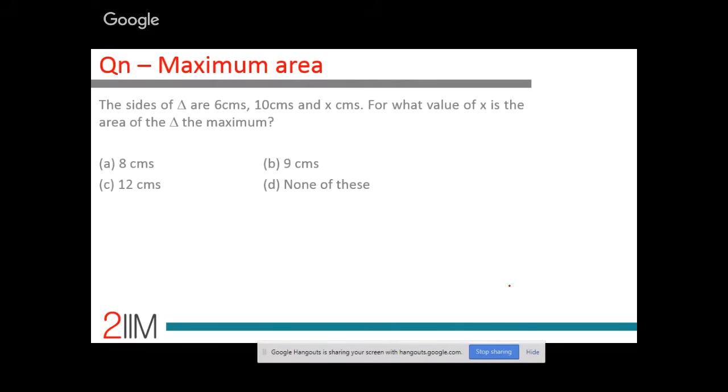I was hoping somebody would say 8. It is not 8. Why is it not 8? So the angle between 6 and 10 is 90 degrees. It is the product of two sides and the angle in between the two sides. So this is a right angle triangle, all right. But it is a right angle triangle where the two sides are 6 and 10. So X would be square root of 10 square plus 6 square, which is square root of 136. So none of these. It is not 8.